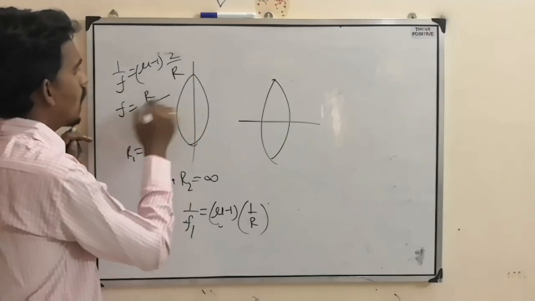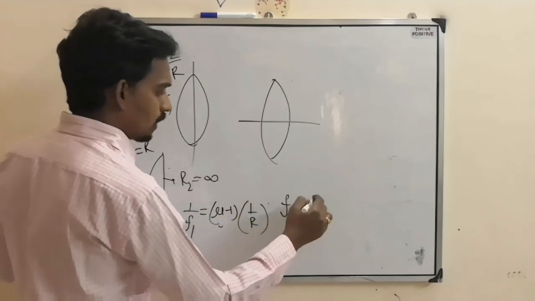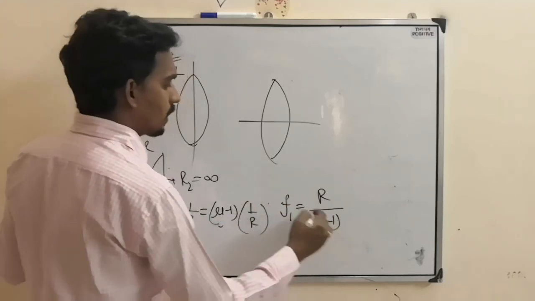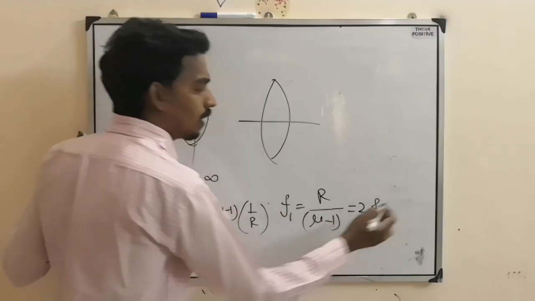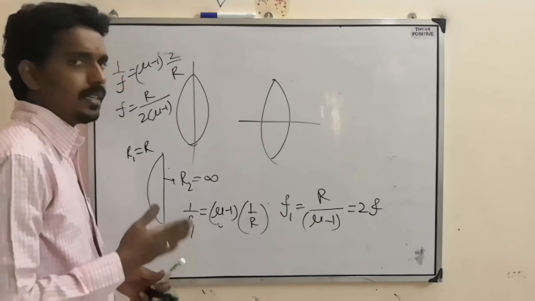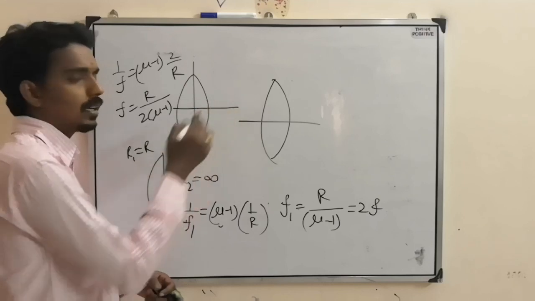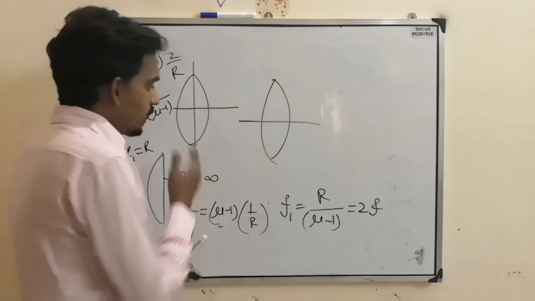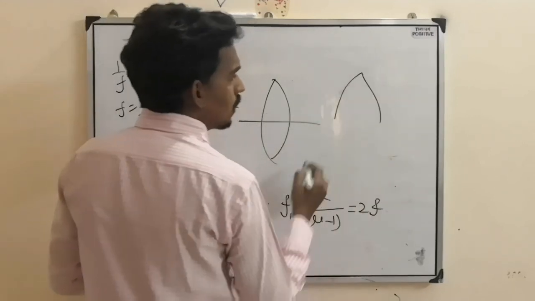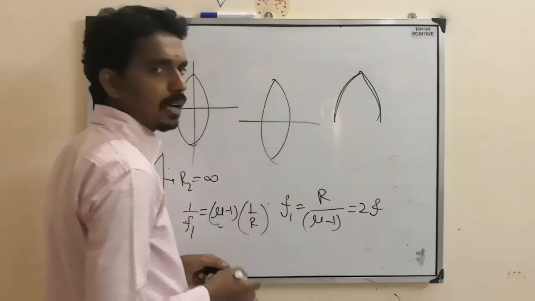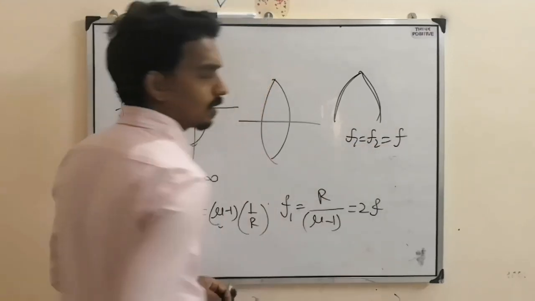So f equals R by 2 into (mu minus 1). Now one piece's focal length will become R by (mu minus 1), double that of the initial one. So when you cut the lens along the line perpendicular to the principal axis, each piece's focal length will become double. But if you cut it like this, both curvatures remain the same, R1, R2. So the focal length remains the same.